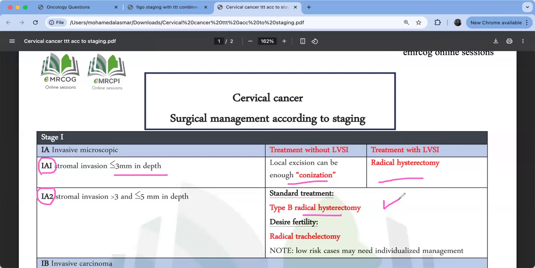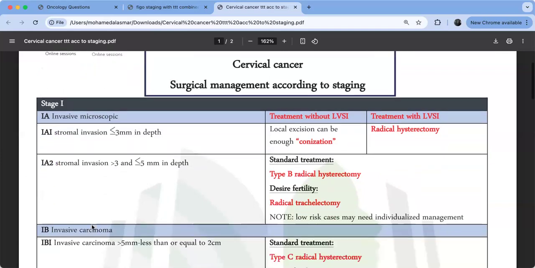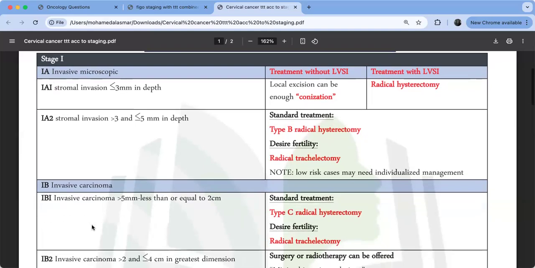1A2, and she wants to keep the uterus for fertility reasons. Trachelectomy, and it's a radical trachelectomy, by the way. Okay, my friends? So, the fertility-preserving option is very important in cervical cancer.